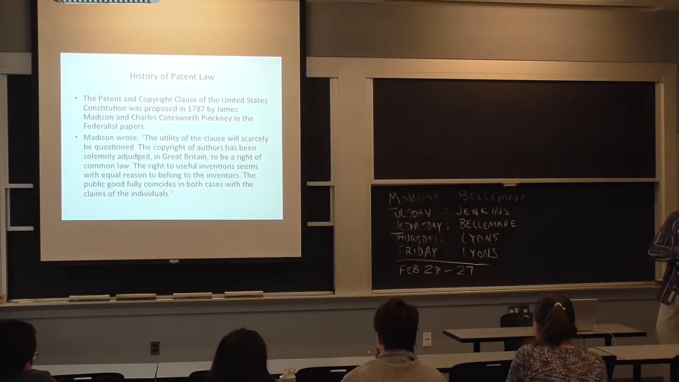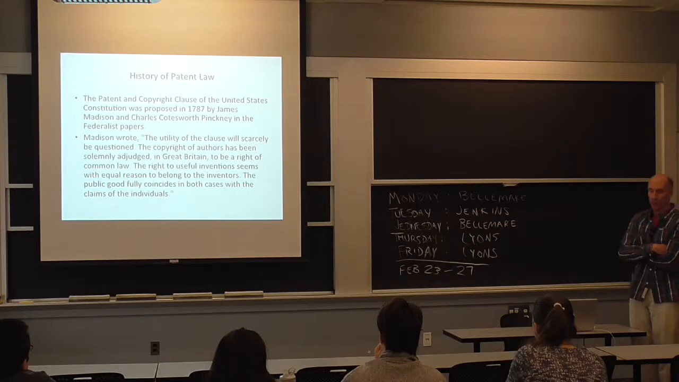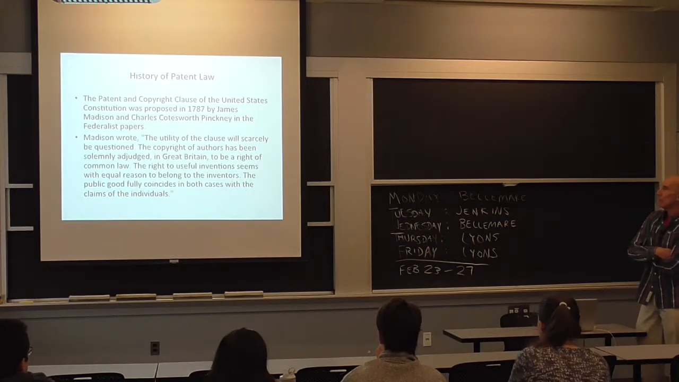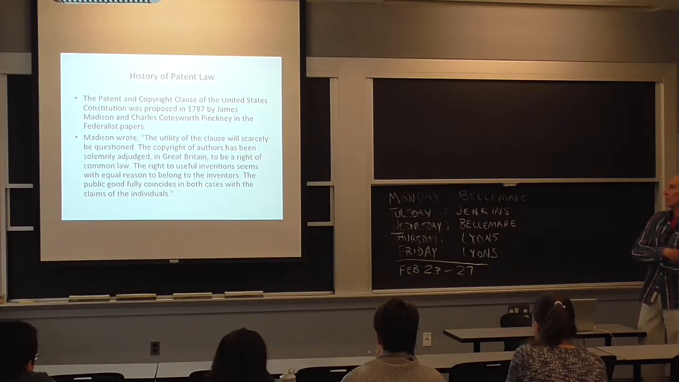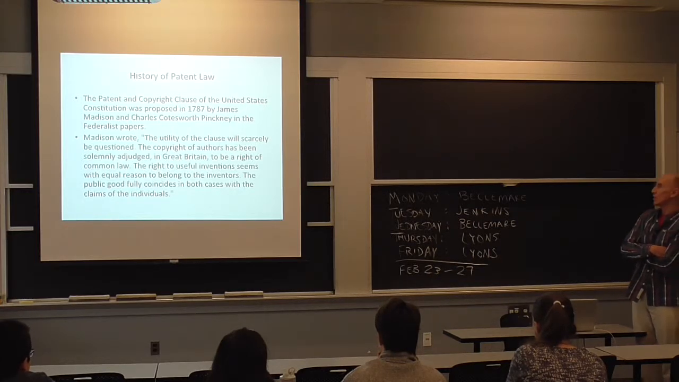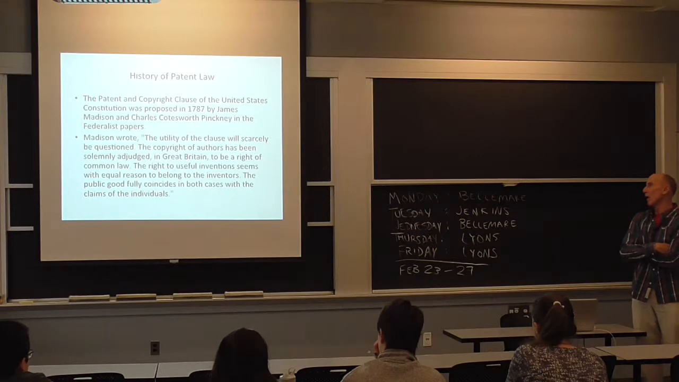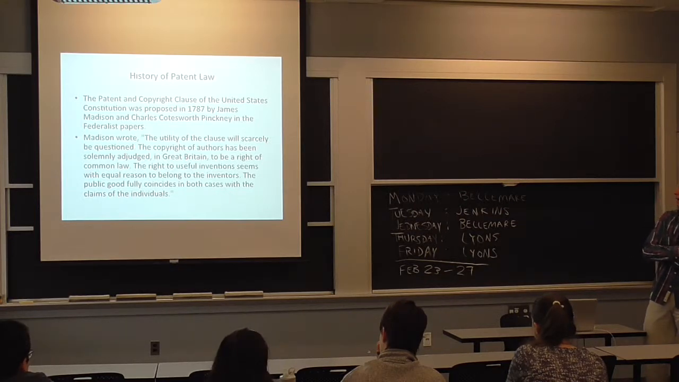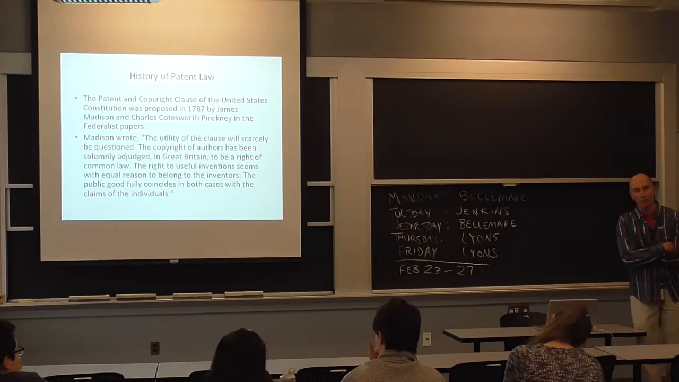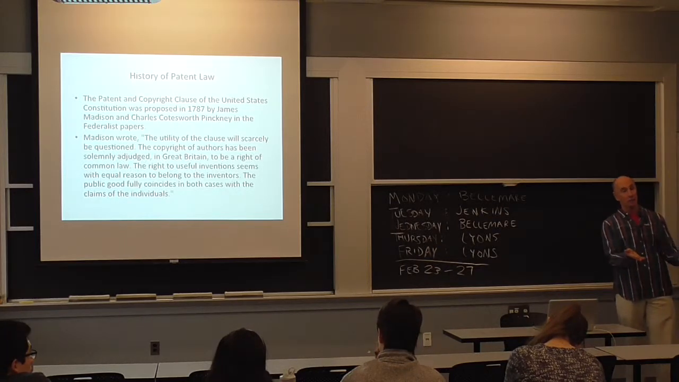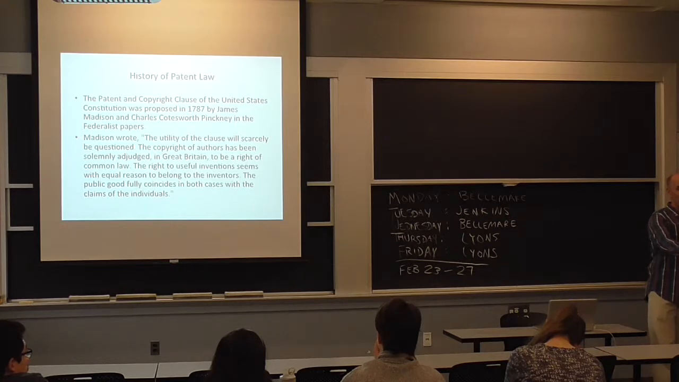The utility of the clause, meaning the Patent and Copyright Clause, Article 1, Section 8, the utility of the clause will scarcely be questioned. The copyright of authors has been solemnly adjudged in Great Britain to be a right of common law. The right to useful invention seems with equal reason to belong to the inventors. The public good fully coincides in both cases with the claims of the individuals. Here's James Madison talking about exactly what you're talking about.